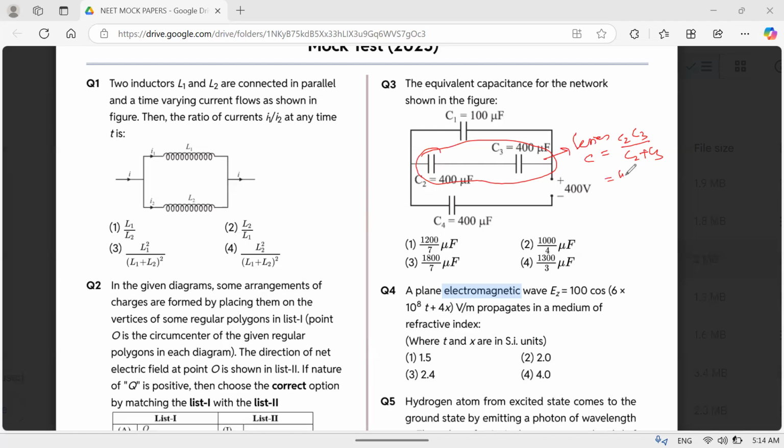C2 is 400 into 400 divided by 400 plus 400. How much am I getting, beta? 1600 divided by 800. This two will get cancelled. 8 ones are 8, 8 twos are 16, so it will be 200. So I'll write here C effective of this one will be equal to 200.